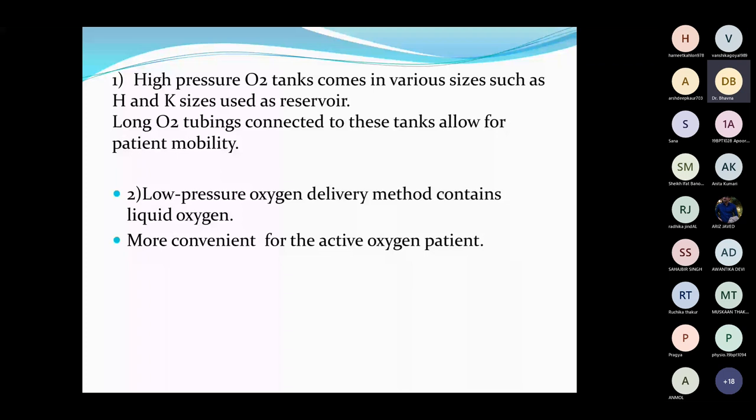So the distance and concentration. If the tubing is big, the concentration will be high. If the tubing is short, the concentration will be low, right? So long oxygen tubing is connected to these tanks to allow patient mobility. You can put the cylinder at one side and the patient can roam at least in the bed area, right? So at least the tubing should have long space.